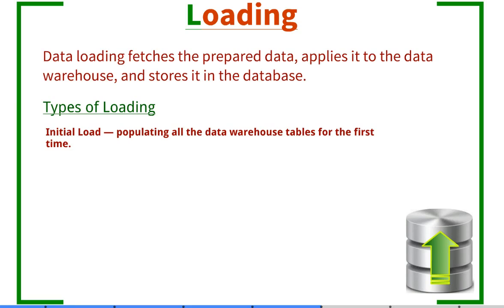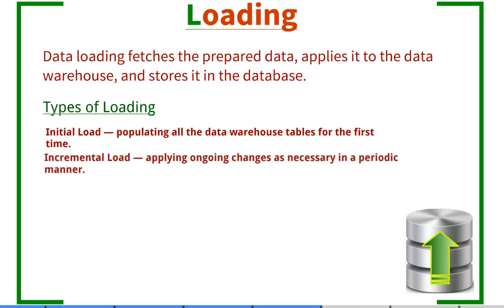So this is a one-off process, and it is generally done when the data is going to be populated for the very first time in the data warehouse. Next is the incremental load. This is when we apply all the ongoing changes from the source system into the data warehouse periodically. In this we only load the records which have either changed or been newly inserted into the source systems.